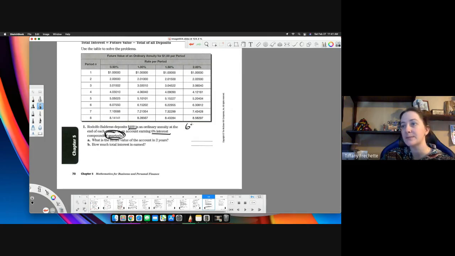So I'm going to take 6% and divide by quarterly. Quarterly means 4 times a year. This will tell me the percentage that I'm going to look for in that table. So I'm going to look for 1.5% in the table along the top here. So I have 0.5%, 1%, 1.5%, and 2%.